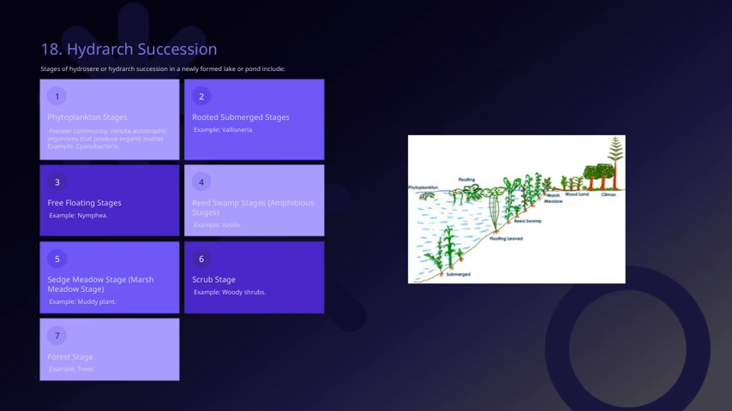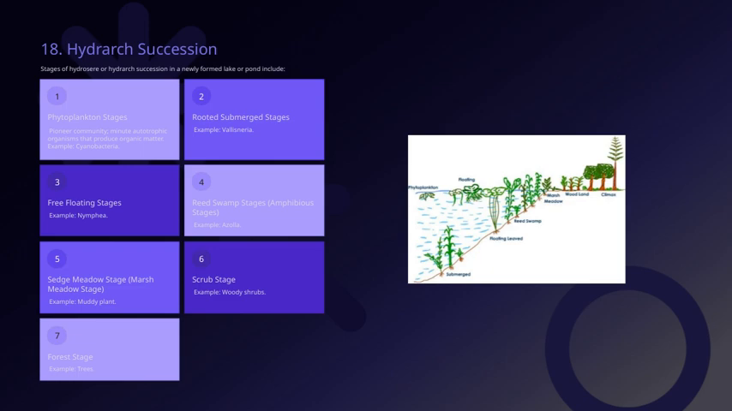As succession progresses, we move to the phytoplankton stages, where free-floating plants like Nymphaea or water lilies become dominant. These plants float on or just below the water surface and begin to shade the water, impacting light penetration. Next, we see the rooted submerged stages, exemplified by plants like Vallisneria. These plants take root in the sediment and grow underwater, providing habitat and oxygen for aquatic life.